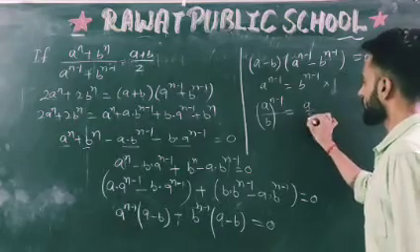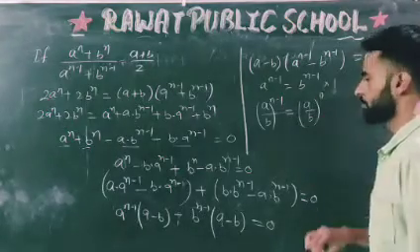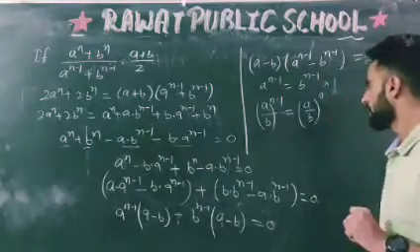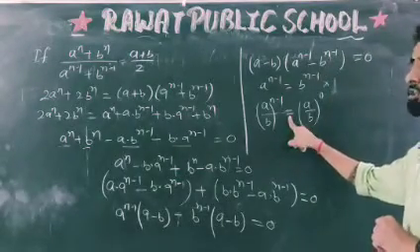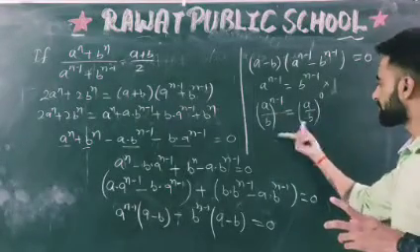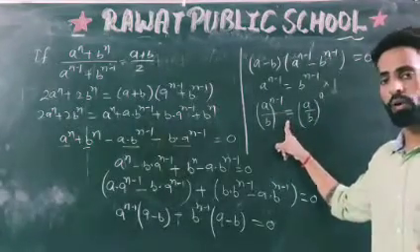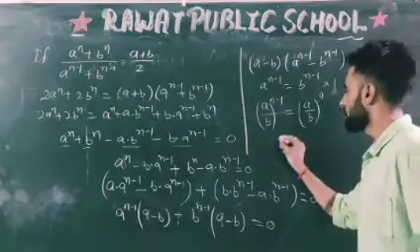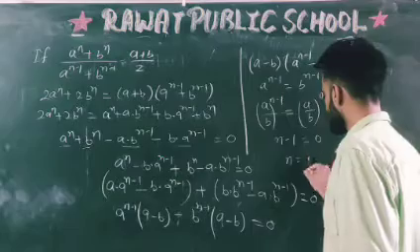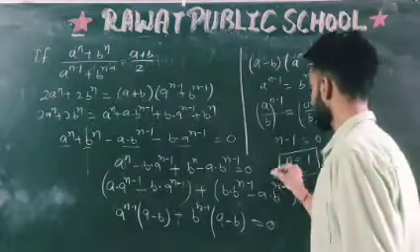So 1 I can write as (a/b)^0, because anything which is raised to power 0 is always equal to 1. And this is how I can equate these two values, a upon b, a upon b. If their base is the same and they are equal, their powers must be equal. So n minus 1 should be equal to 0. In that case, n is 1.